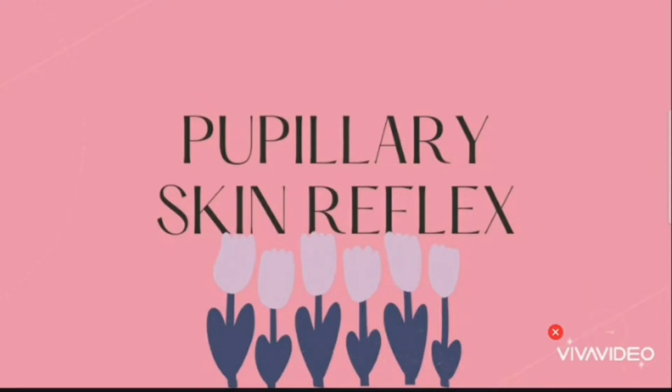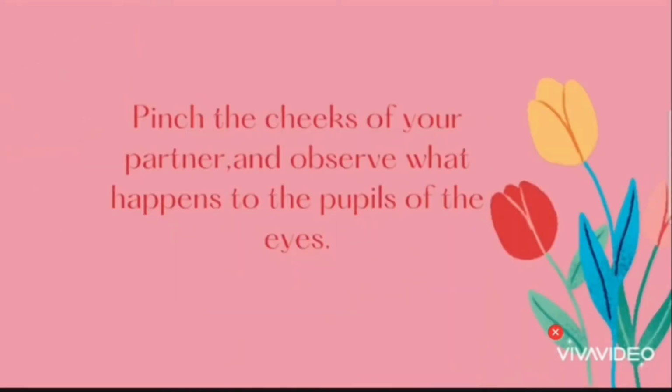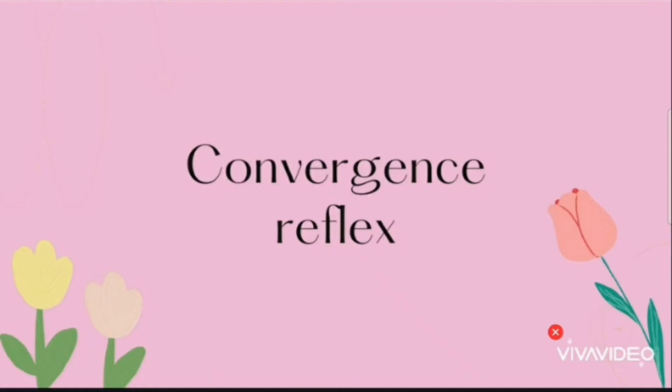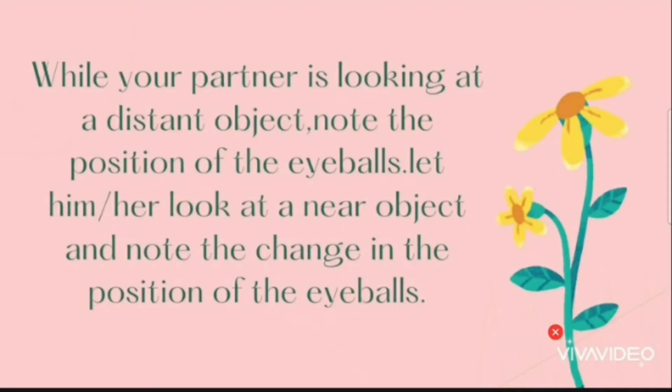Pupillary skin reflex. Pinch the cheeks of your partner and observe what happens to the pupils of the eyes. Convergence reflex. While your partner is looking at a distant object, note the position of the eyeballs. Let him or her look at a near object and note the change in the position of the eyeballs.